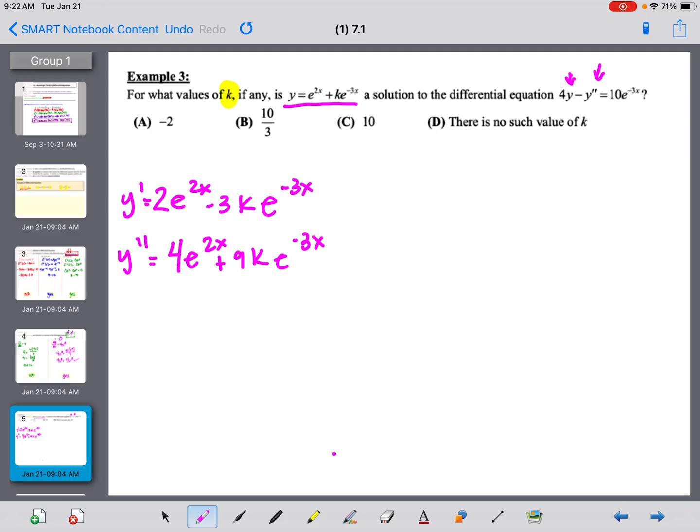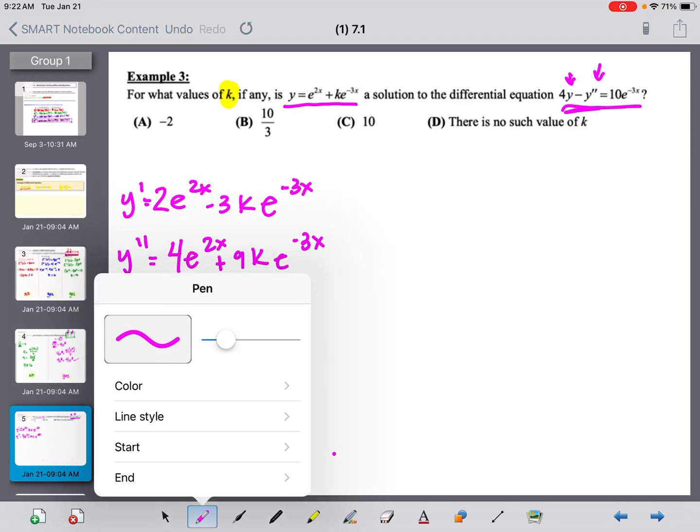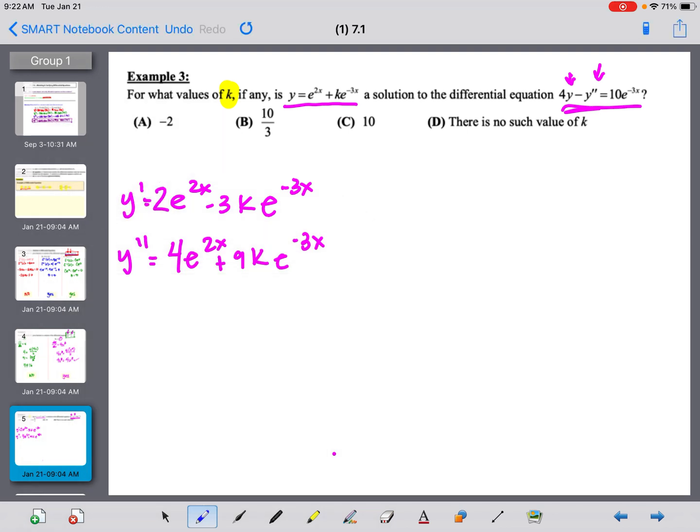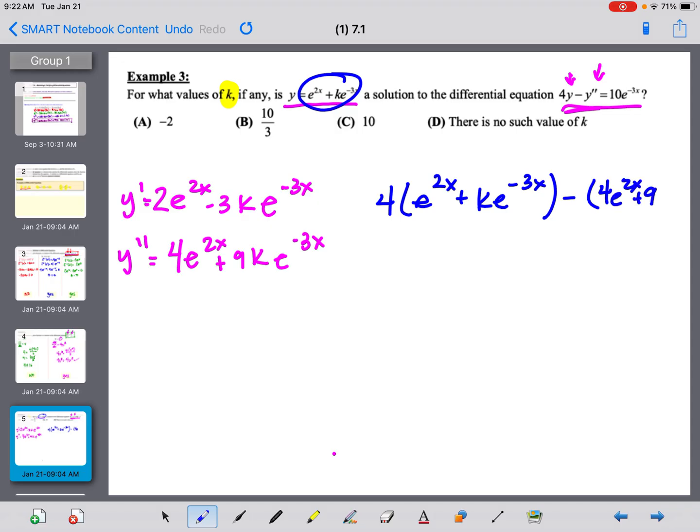All right, let's start filling everything into this differential equation because we want it to be a solution here. So we're going to go 4 times y, which was e to the 2x plus k e to the negative 3x, minus my second derivative. We're going to subtract the whole thing, so I'm going to put parentheses around it so I distribute my negative. 4e to the 2x plus 9k e to the negative 3x. So I'm kind of running out of room. And that needs to equal my 10e to the negative 3x.